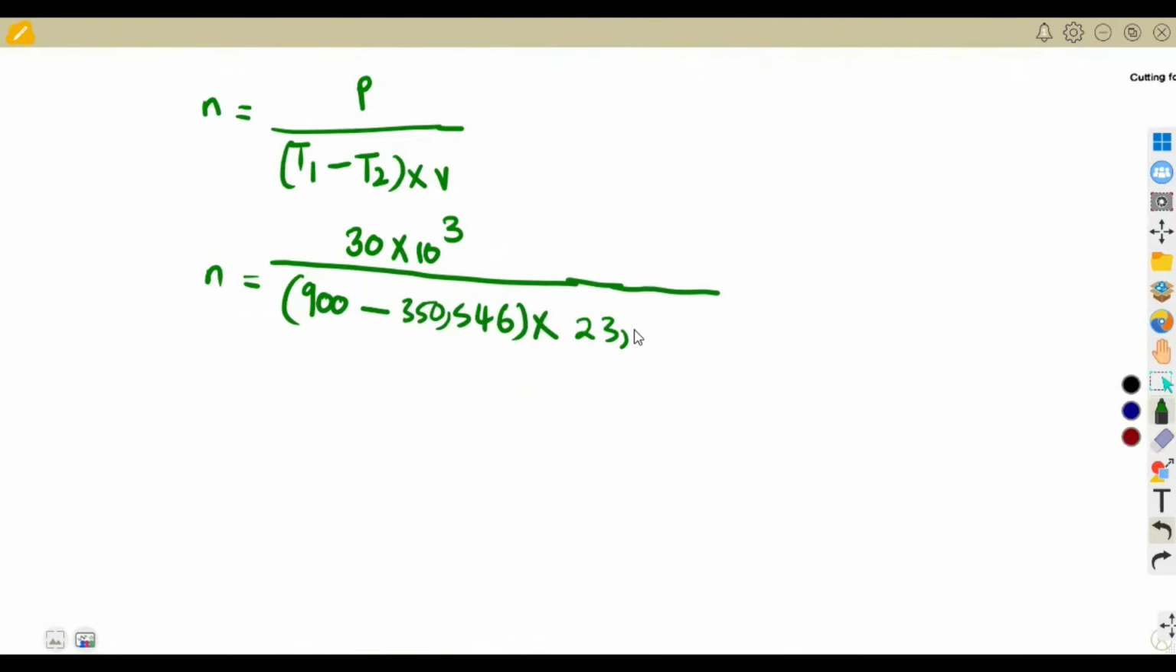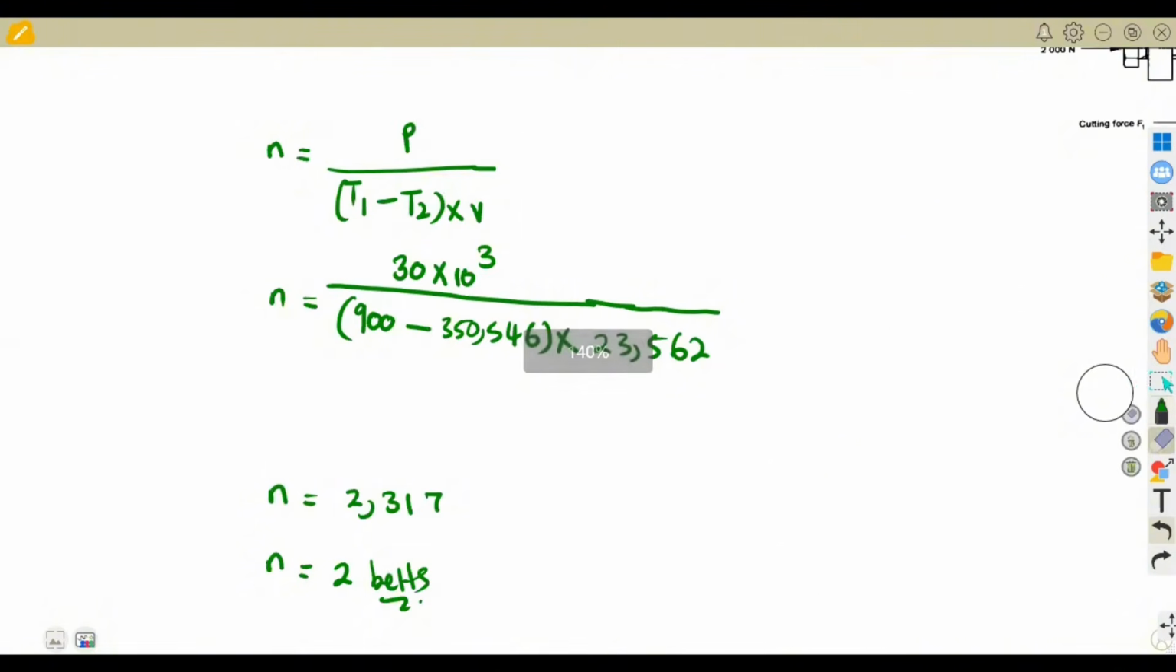So like this, we are going to have the number of the V belts. This is going to be 2,317. But approximately, how many are they? This is approximately two belts. We can only change it if the digit is bigger than or equal to 5. It could change this to 3, but this one is less than 5, so it cannot change. So you round off to the nearest whole number on that one.